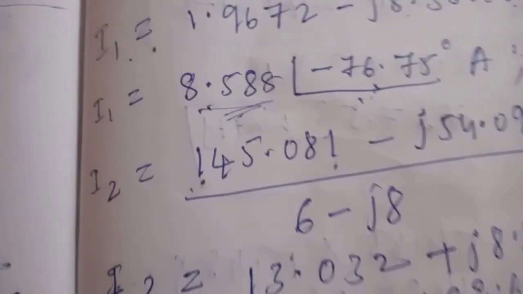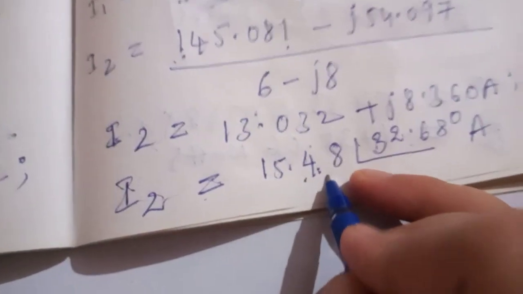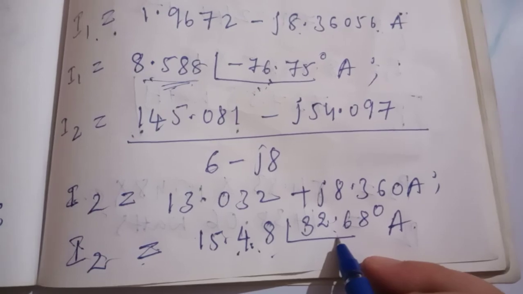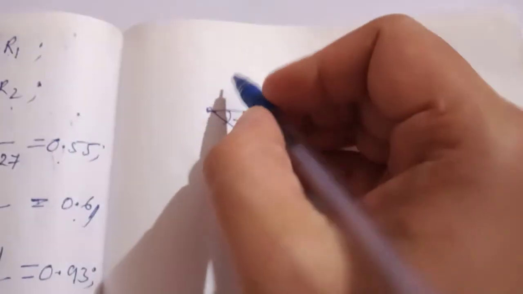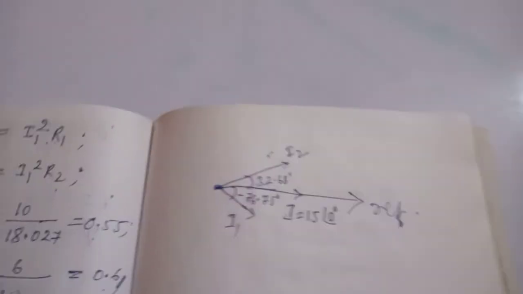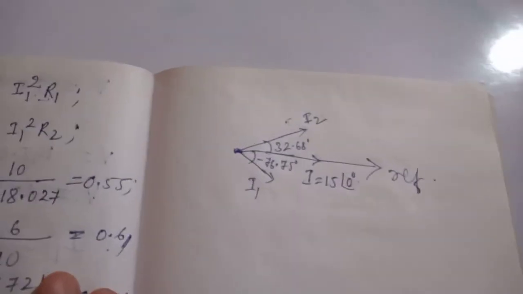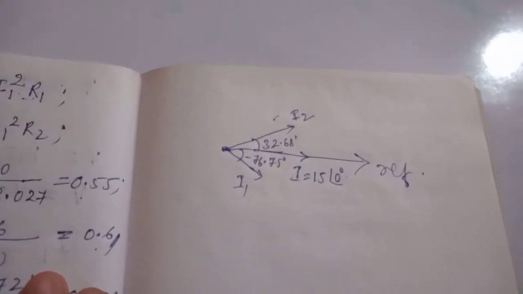Okay, what is I2? I2 is 15.48. So I is 15 and I2 is 15.48, so it will be almost the same length. I2 is 15.48 at an angle 32.68 degree. This is I2. Now I1 I have marked, I2 I have marked, and I also I have marked.